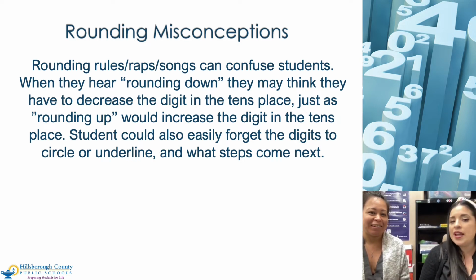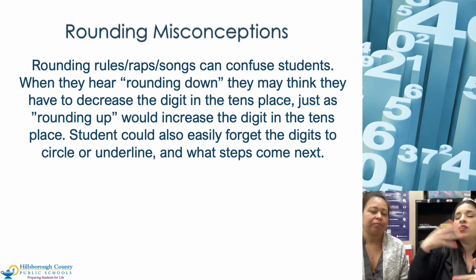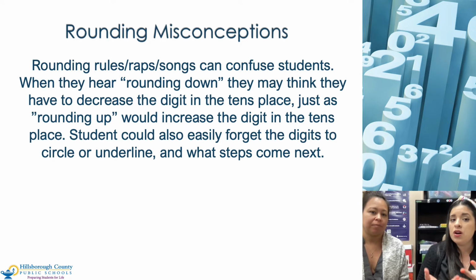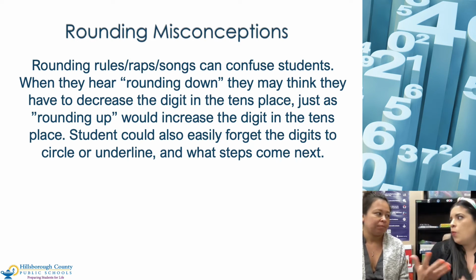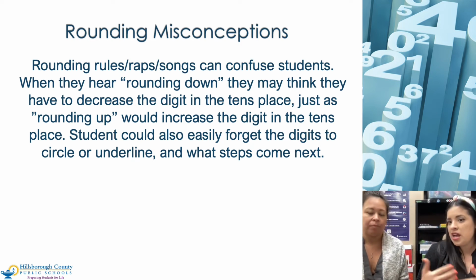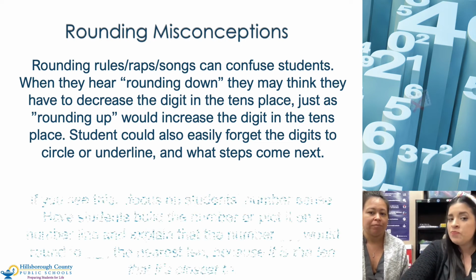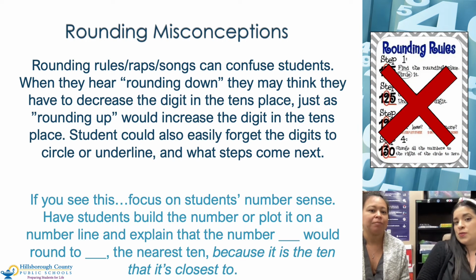Like they may know it and it may sound like they know it, but if you talk about rounding down or rounding up in your song or rap, they might think that they have to change the value to a lesser value or to an even higher value, and that can get confusing. Also, if you tell them, okay, we start by underlining, then we circle, then we go up or we go down, they might forget what number to circle, what number to underline, and then it's all downhill from there. So instead of doing those things, if you have one of those posters, get rid of it.